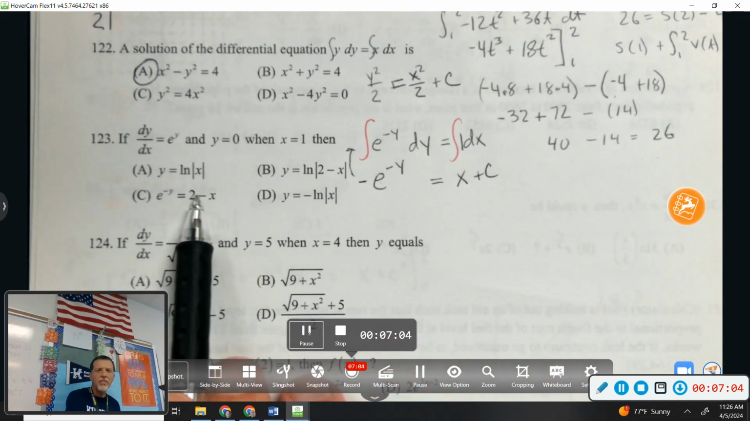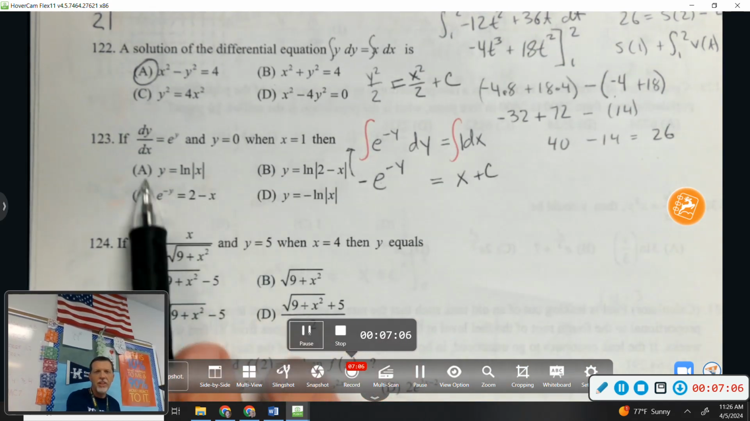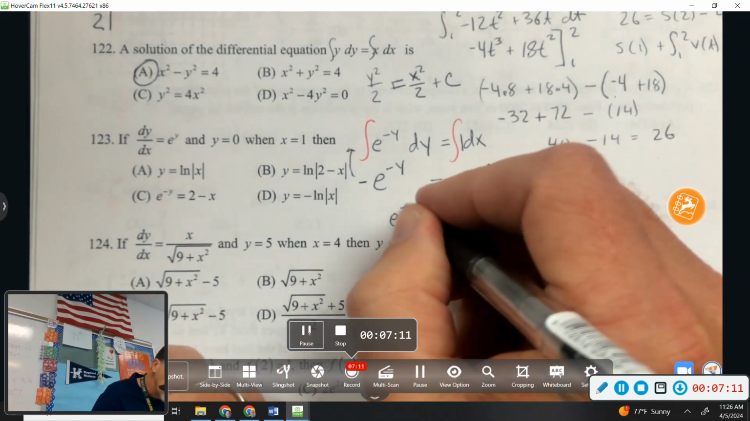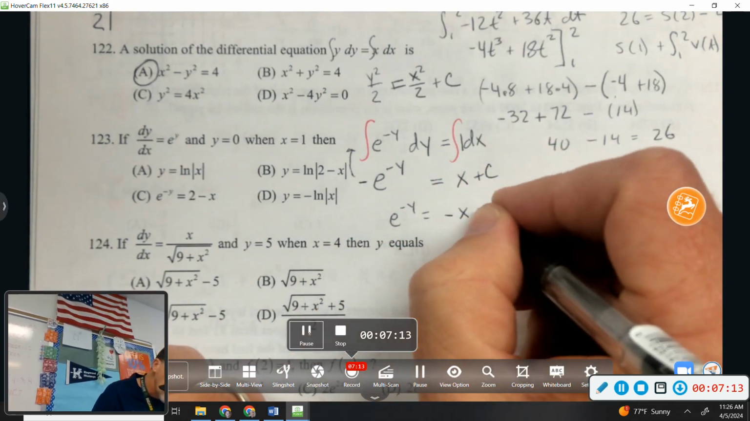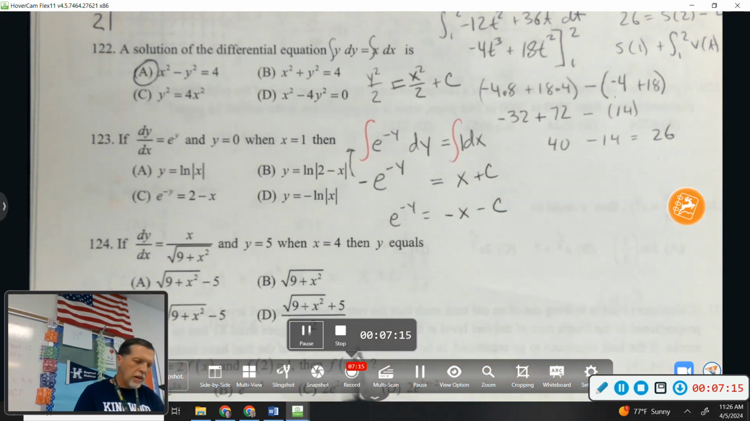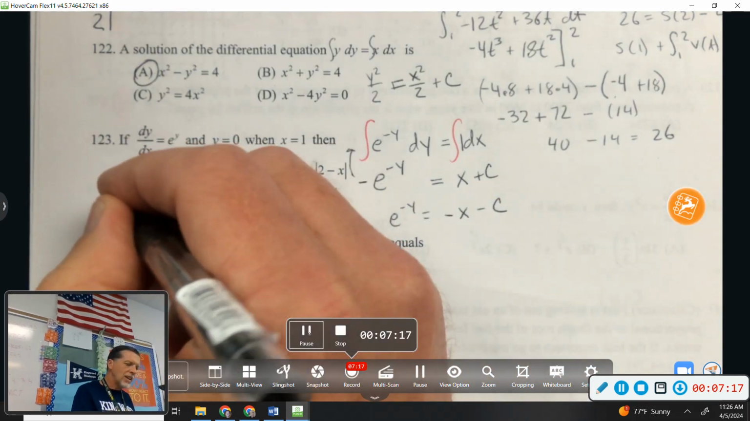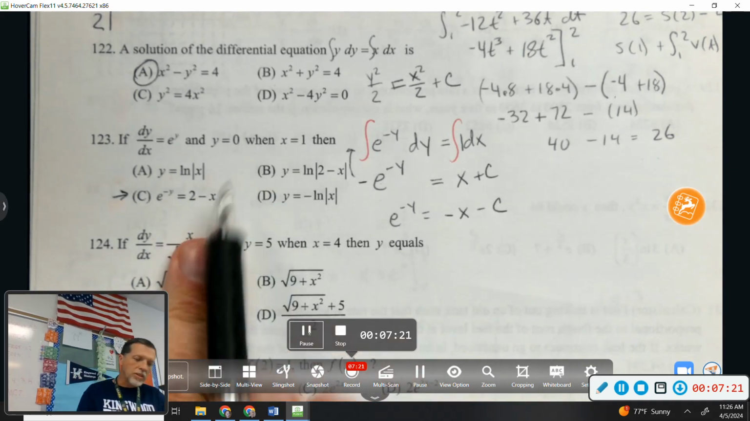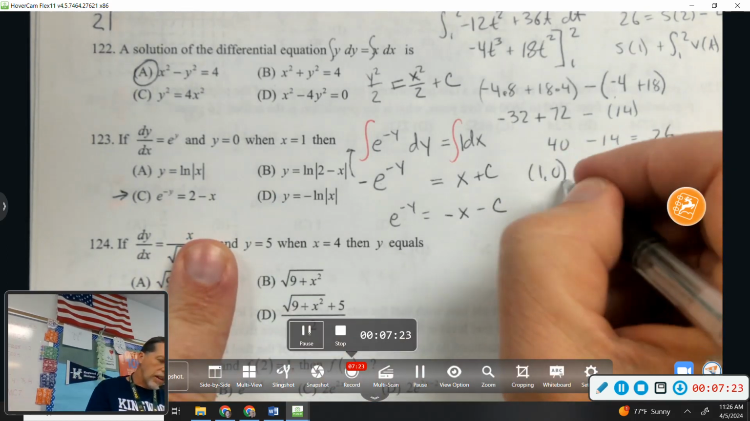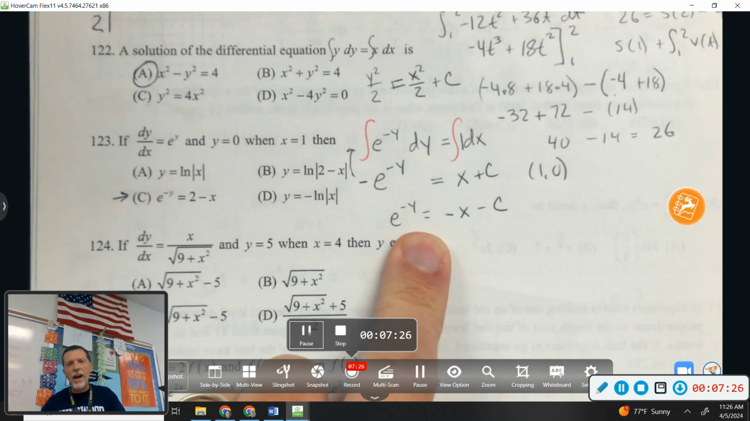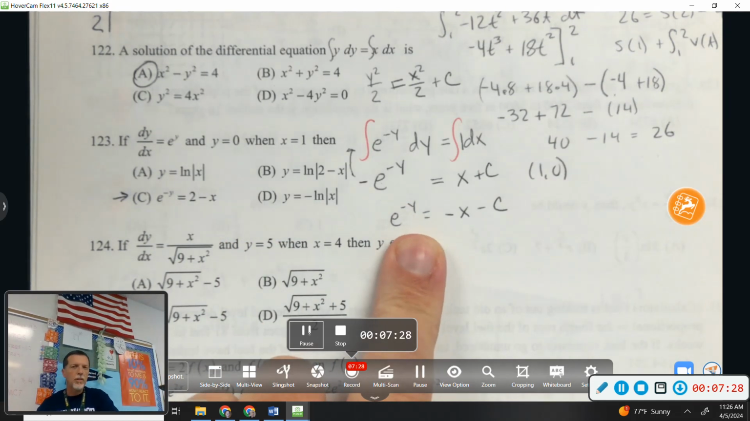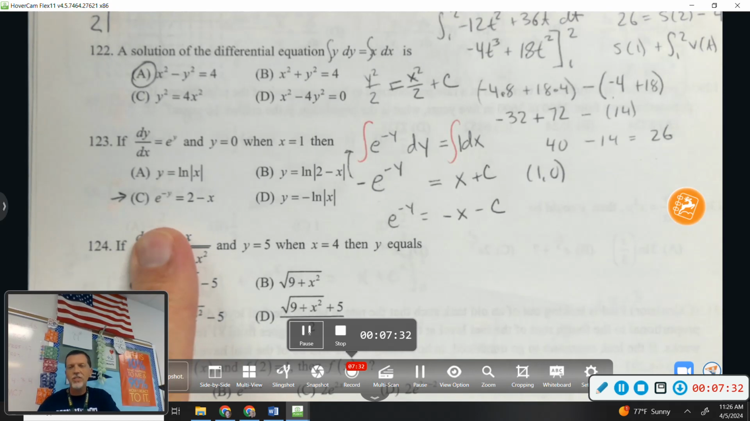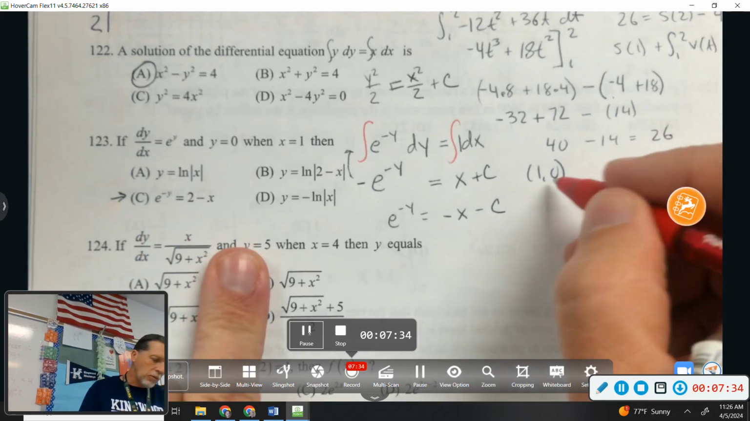Okay, so now I start looking for my answers, and nothing matches exactly, but if I move the negative over, now I'm kind of close to C. In fact, I need to see if 0, 1 works, or 1, 0. So I'm not going to solve this for y, although I may need to in a minute to figure out if it's A, B, or D, but it kind of looks like answer choice C. So I'm going to plug in 1, 0 now.